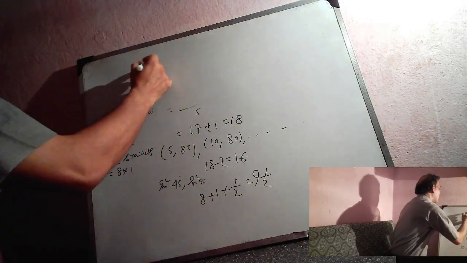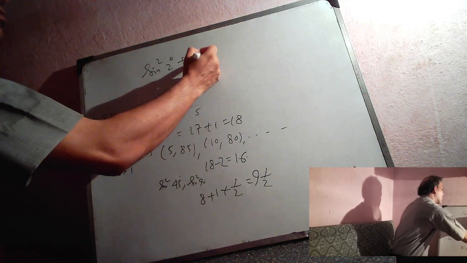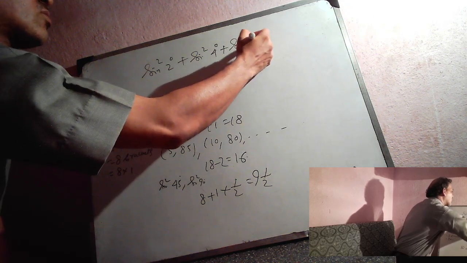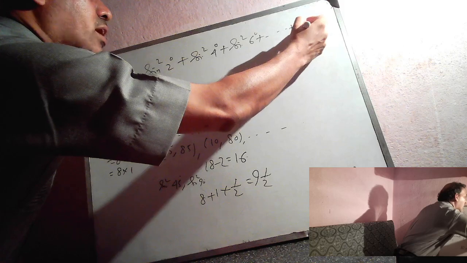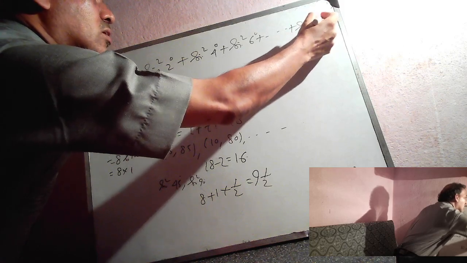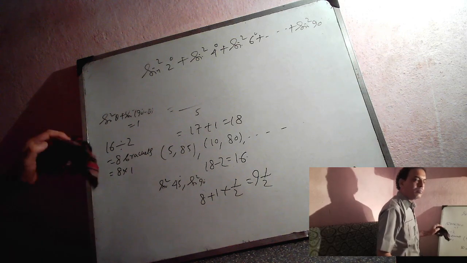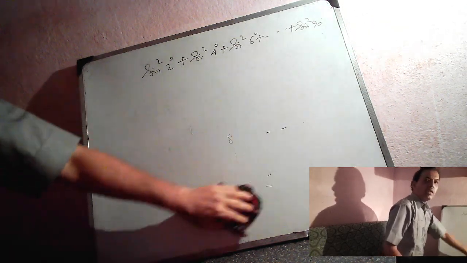Sin square 2 degree plus sin square 4 degree plus sin square 6 degree plus so on up to sin square 90 degree. How many terms are there? Can you say the total number of terms? Anyone?